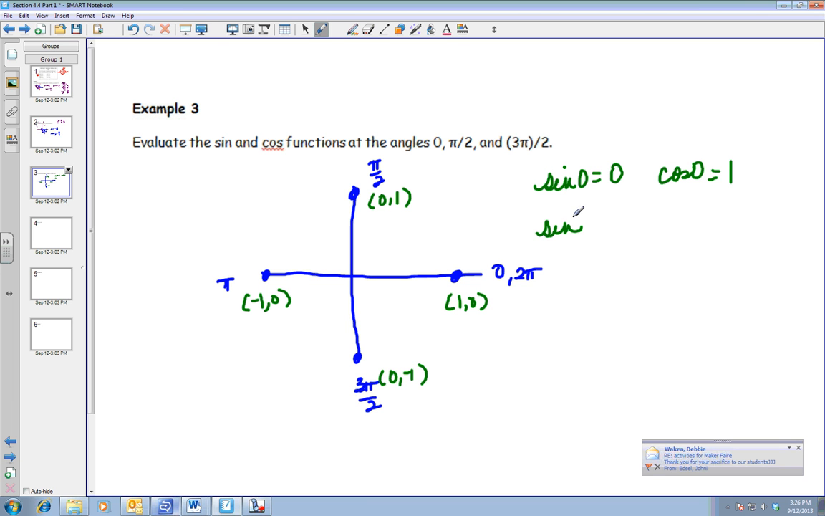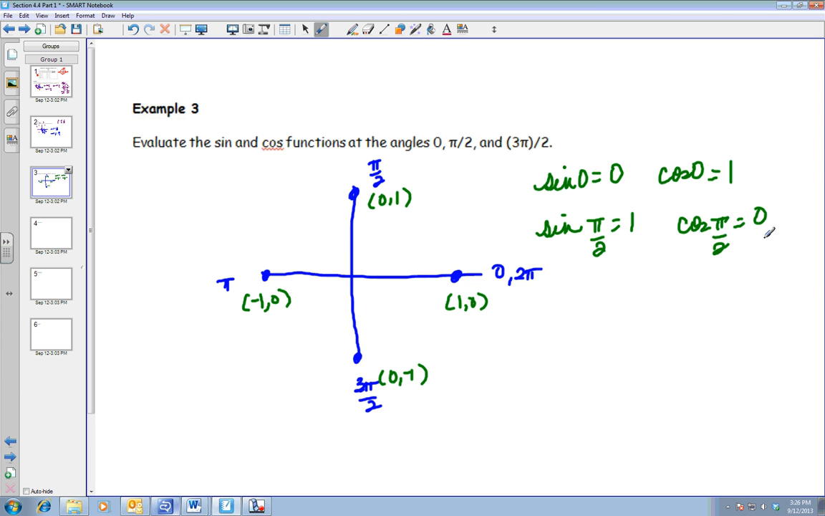Now I'm going to find the sine of pi over 2. Here's pi over 2. Sine is my y value, so it's 1. Cosine of pi over 2 is my x value, which is 0. Now they want us to find sine of 3 pi over 2. 3 pi over 2 is right here. Sine is my y value, so that's -1. Cosine of 3 pi over 2, that's my x value, which is 0.